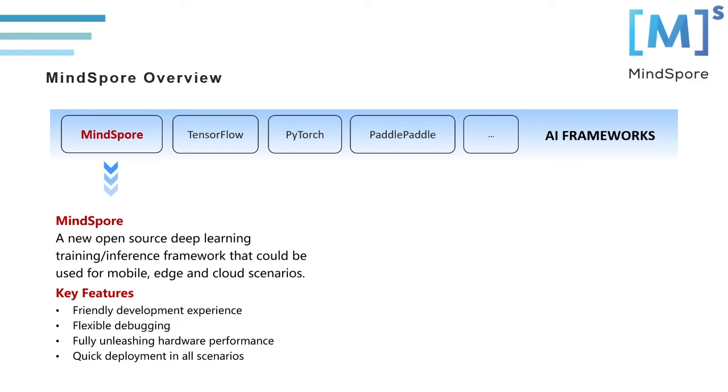At the meantime, MindSpore is a global AI open-source community, and we aim to further advance the development and enrichment of the AI software-hardware application ecosystem. As for its key features, it contains a lot of awesome features such as friendly development experience, flexible debugging, fully unleashing hardware performance, and quick deployment in all scenarios. Today, I'm going to cover two of them.